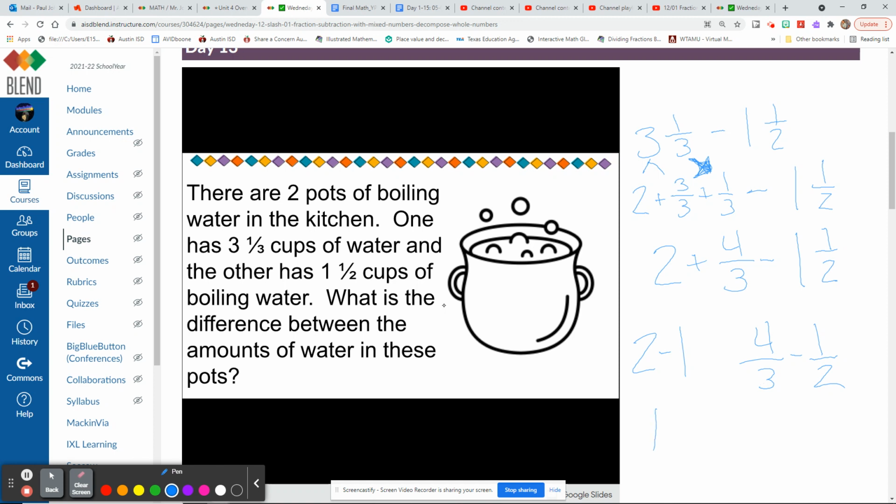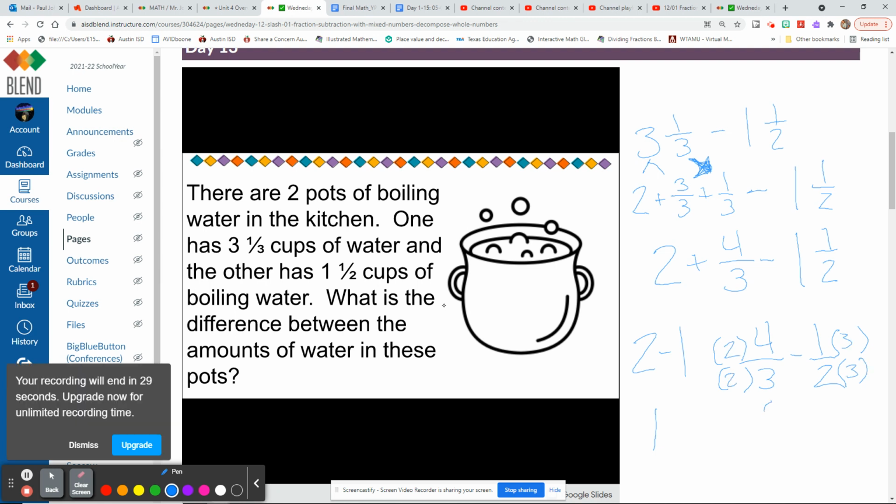And then ask yourself the questions, are my denominators the same? No. Can I turn one into the other? Well, we already know that because we just used these denominators previously. So we're going to multiply by the opposite denominator. That's going to give us 8 sixths minus 3 sixths, which is the same thing as 5 sixths. So we can stick that together back with the 1, and we have 1 and 5 sixths again.